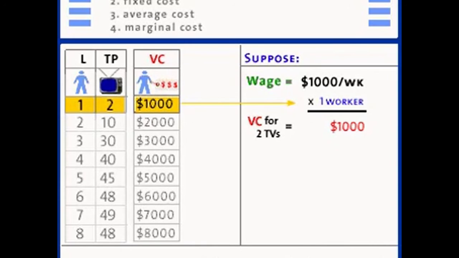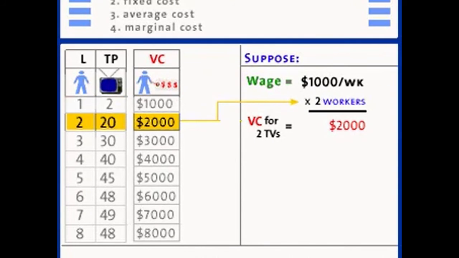If you hire two workers, you can produce 10 television sets. And since each of those workers will cost you $1,000 per week, the variable cost of producing 10 television sets is $2,000. Keep going. To produce 30 television sets, you need to hire 3 workers. That's $3,000 a week. To produce 40 television sets, you have to hire 4 workers. That's $4,000 per week, and so forth. All of the numbers in this column are calculated by multiplying the number of workers you need by the wage of $1,000 to get the variable cost of producing a given quantity of television sets.